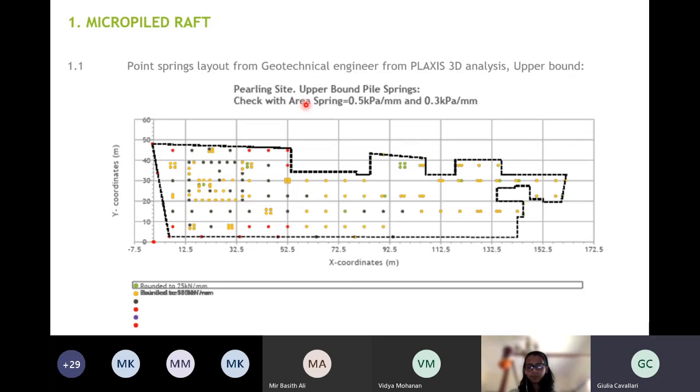One is an upper bound pile springs. That is the case where the piles behave in a more stiff way and give more support to the structure, while the other scenario is the lower bound pile spring stiffness, where the foundation behaves more like a raft and therefore in a softer way.